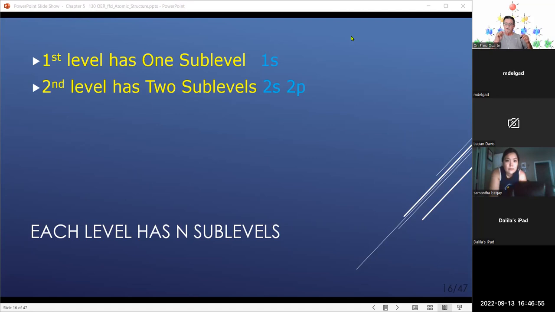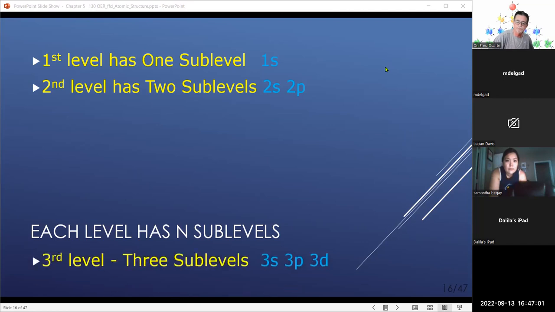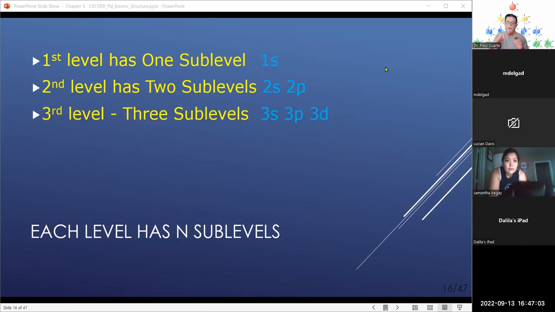At the second energy level, we introduce the P, okay? The P orbit. The third energy level, we introduce the other orbit, which is now the D. Now, like I stated, everybody has the S. Okay, change the color here.